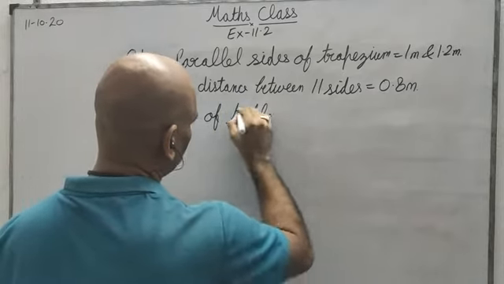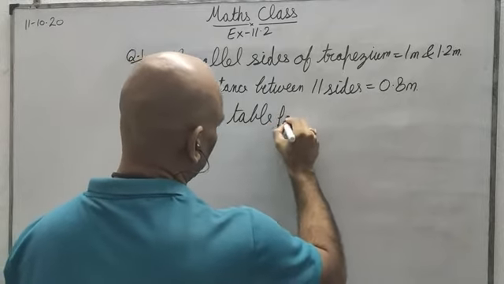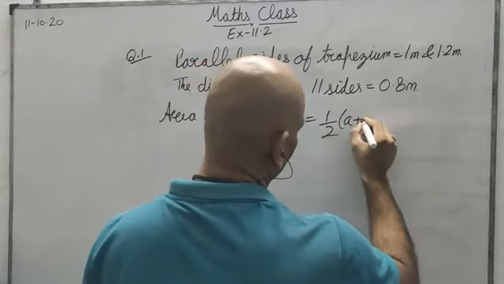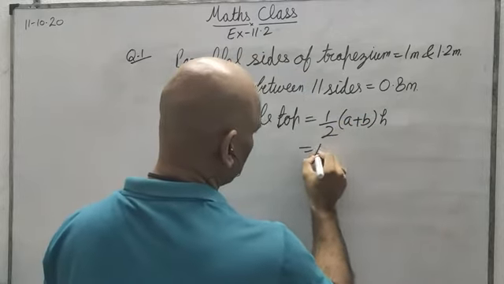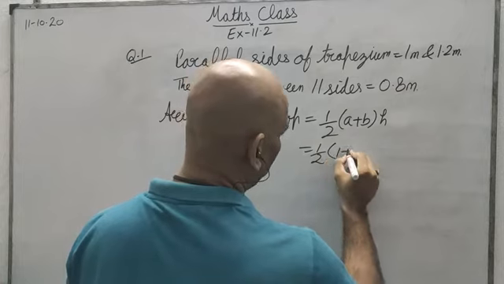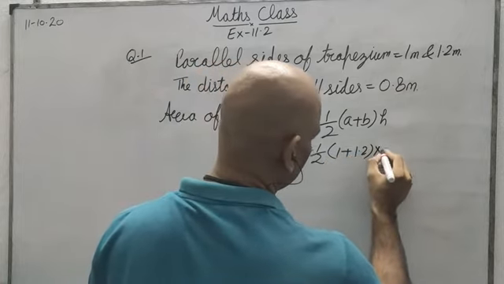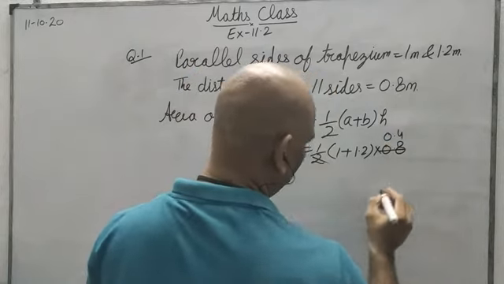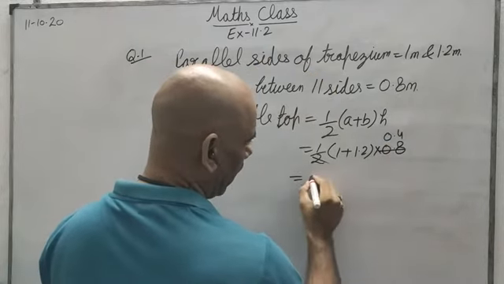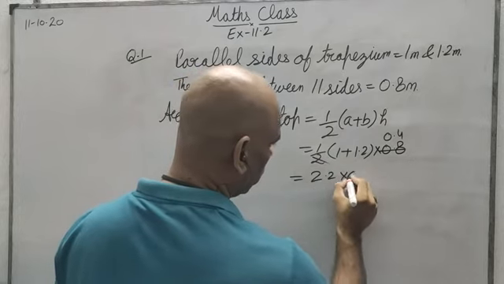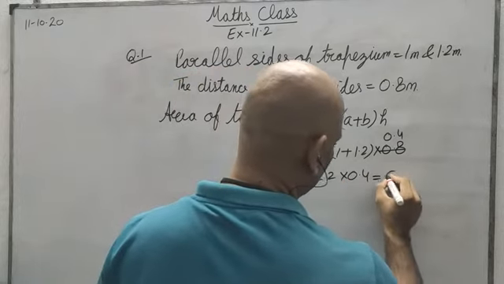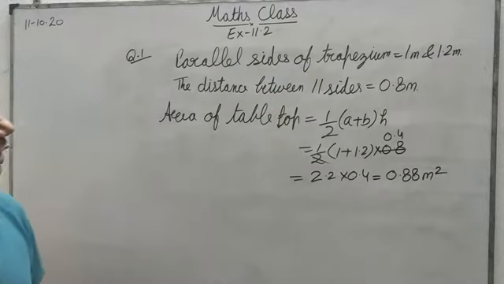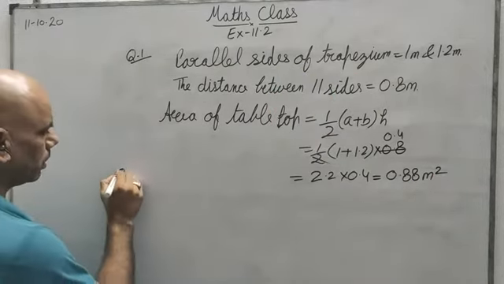0.8 meter. So area of tabletop is equal to half A plus B into H, that is half, A is 1, B is 1.2, H is 0.8. So 2 and 0.8 will be cancelled, so it will be 0.4, and when I add it, it is 2.2 into 0.4. I got 0.88 meter square. So this is our question number 1.